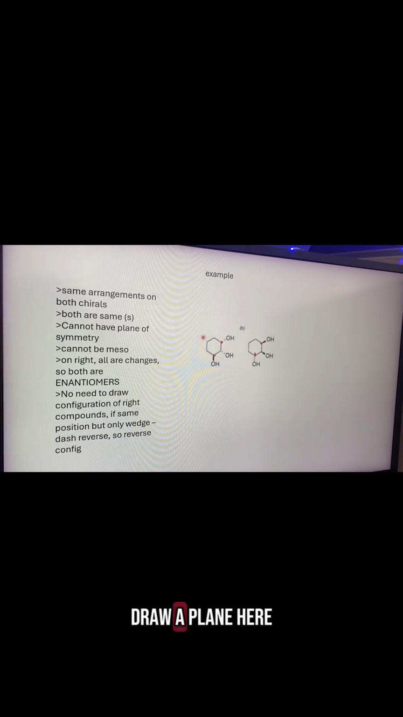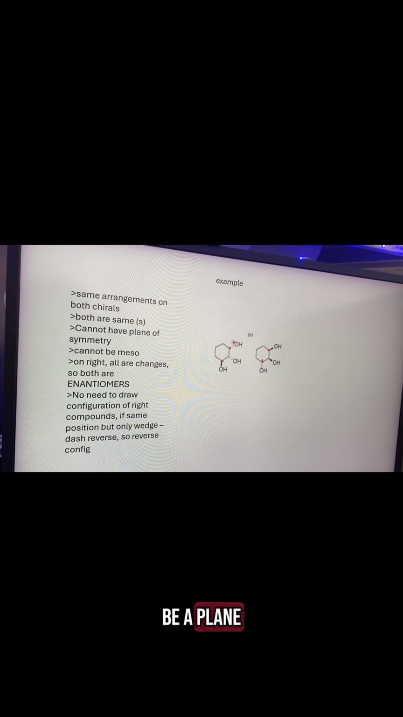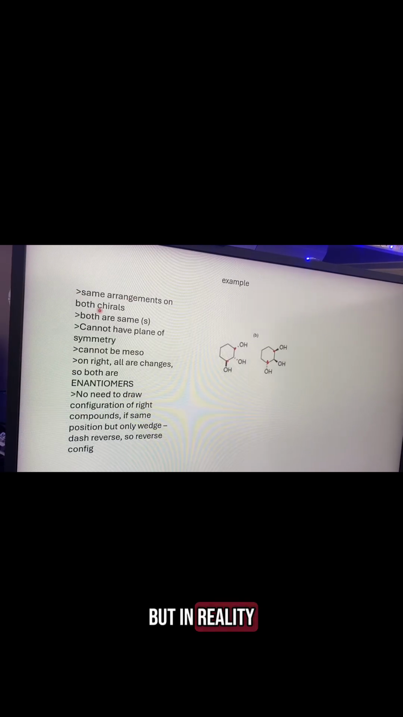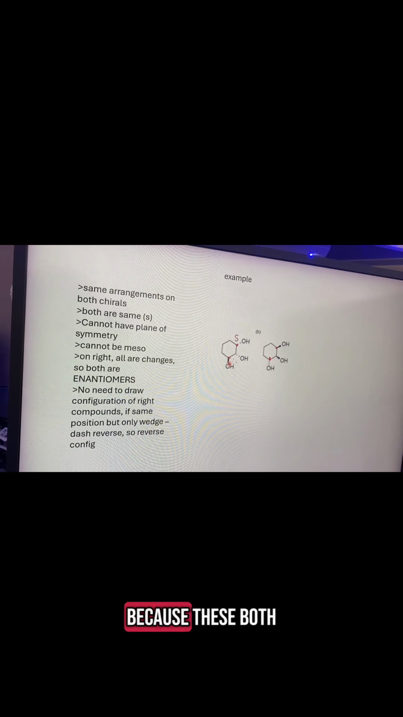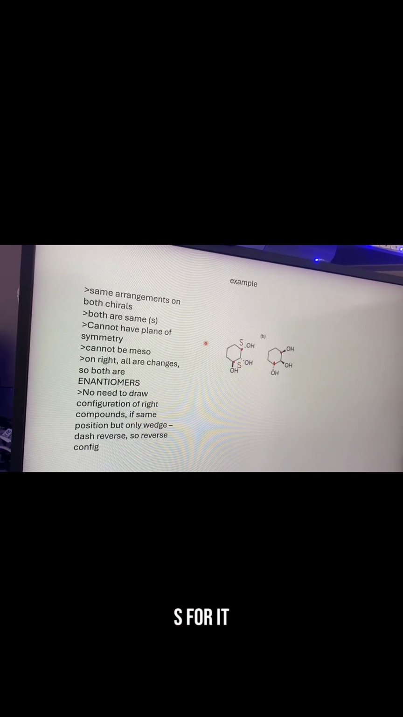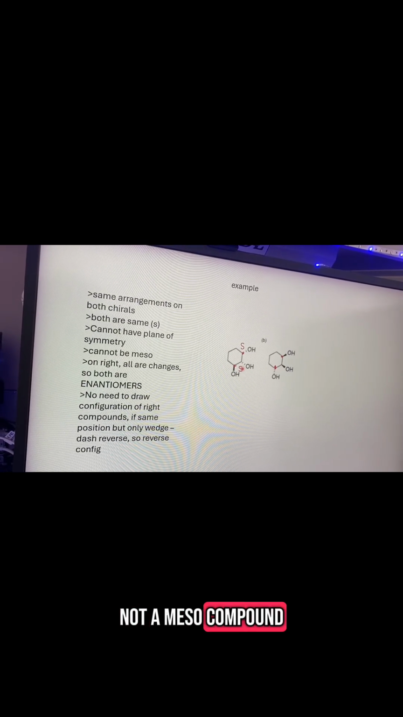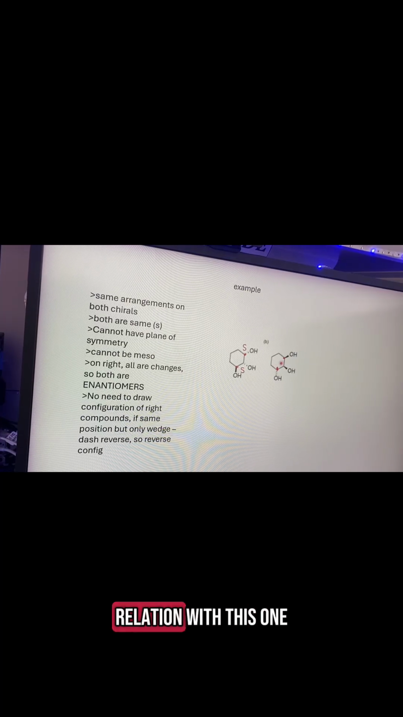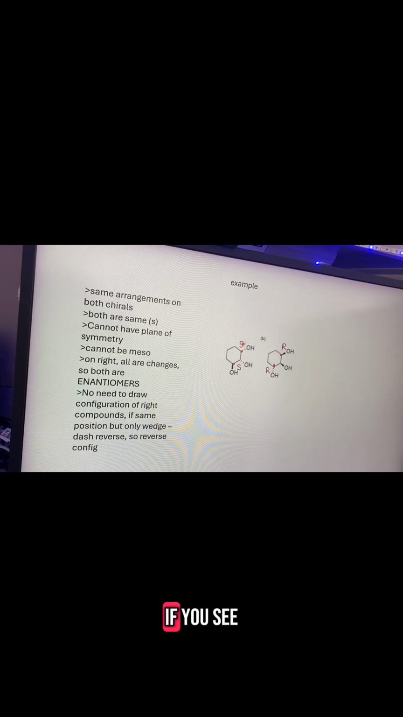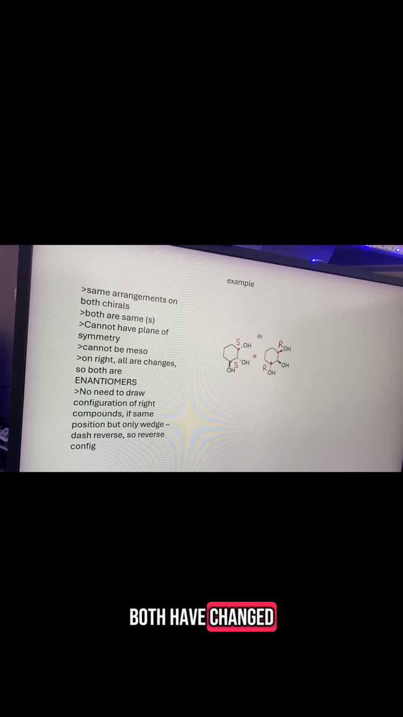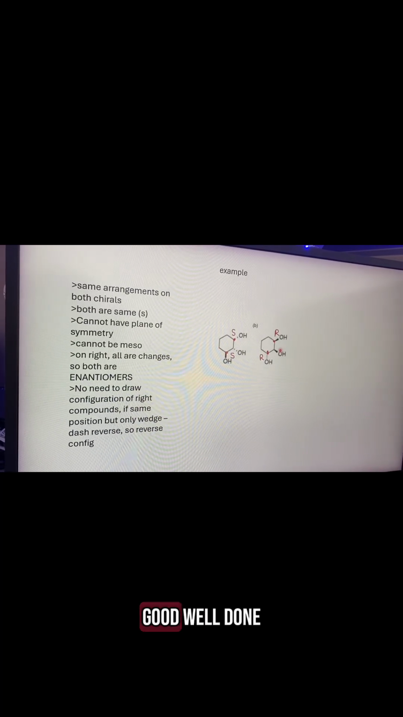Okay, how about this one? Apparently, you can draw a diagonal plane here, and you would think this might be a plane of symmetry, but in reality, it's not. It doesn't have a plane of symmetry. Why? Because these both are S. For it to have a plane of symmetry, it has to be opposite. So definitely it's not a meso compound. But what's the relation with this one? Let's find out. So this is R, this is R. In this case, both have changed. So when both are changed, what would it be? Enantiomers. Very good, well done.